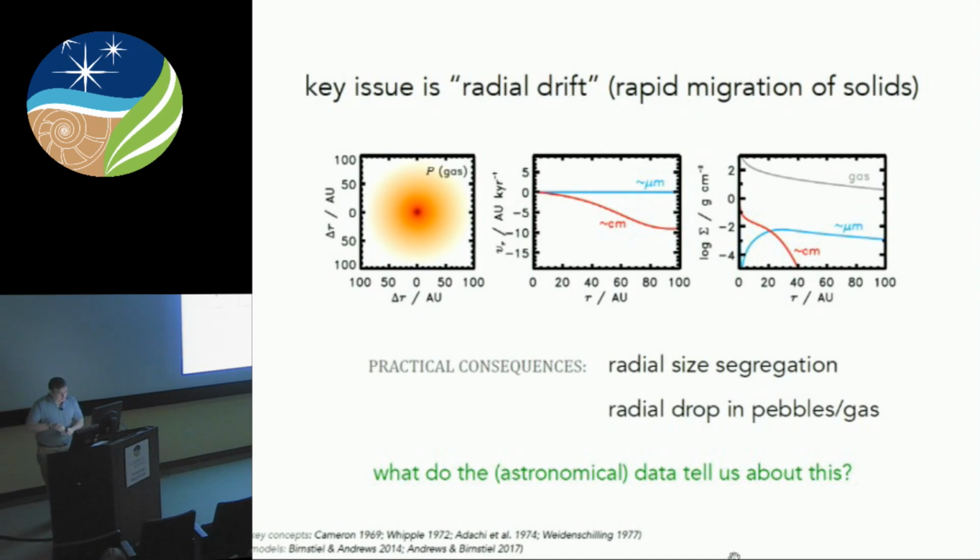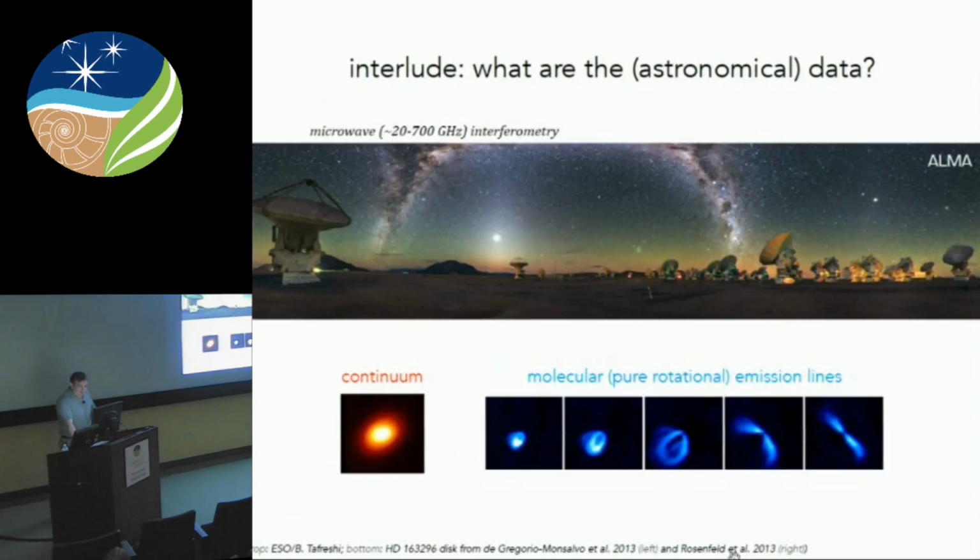So the question is, what can we see observationally? I say astronomical data because, of course, there's an entire separate field, as you are no doubt familiar, that addresses particle evolution in disks from a meteoritic perspective. I'm not going to talk about that, but your colleagues are experts, if you're curious. Let me just explain what I'm going to focus on in terms of astronomical data, and that is microwave interferometry. This is the short end of the radio wavelength spectrum. We say 20 to 700 gigahertz or so.